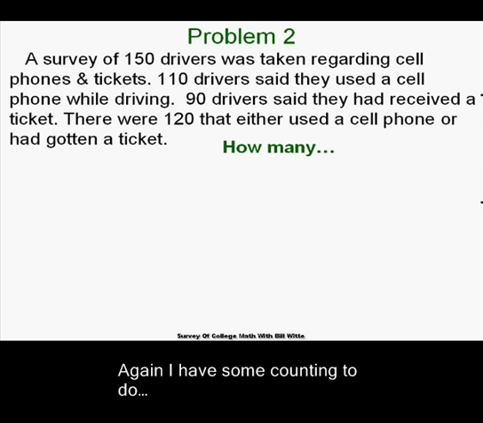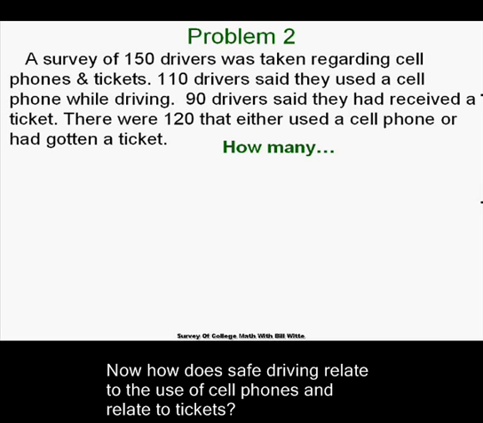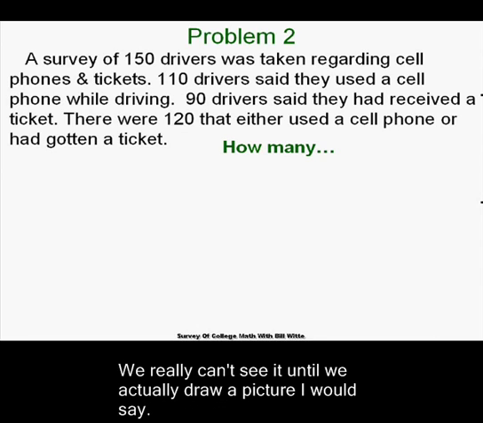Okay, let's see. I got some counting to do. I have a survey of 150 drivers regarding cell phones and tickets, meaning the tickets police give you. 110 drivers said, out of the 150, that they used a cell phone while they were driving. They admitted it. 90 of the drivers said they had received a ticket. There were 120 that either used a cell phone or had gotten a ticket. Now, how does driving relate to use of cell phones, relate to tickets? We really can't see it until we actually draw a picture, I would say.